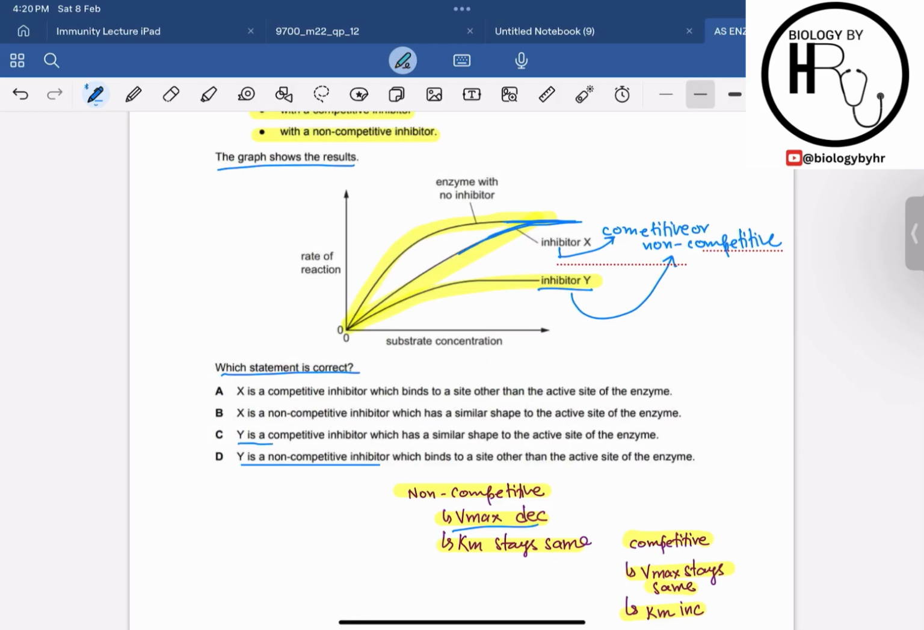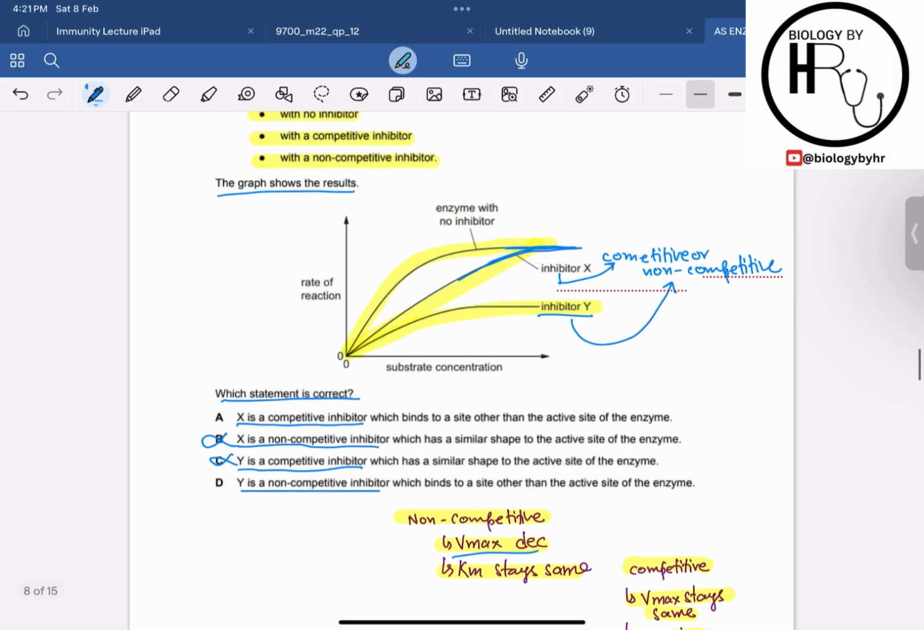We know that Y is a non-competitive inhibitor, so C is also incorrect, right? X is a competitive inhibitor. Alright, and X is a non-competitive inhibitor. No, X is not a non-competitive inhibitor, right? Now we have to select our answer from option A and option D.